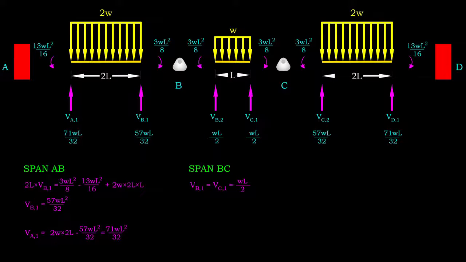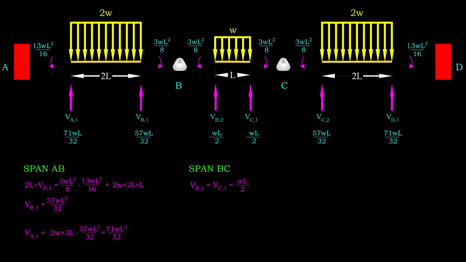To solve for support reactions, we need to identify the shear force at both ends of the beam span first. For span AB, the shear force at node B is determined by taking moment equilibrium at node A. Then, by taking equilibrium in the y direction, we can solve for the shear force at node A as well.